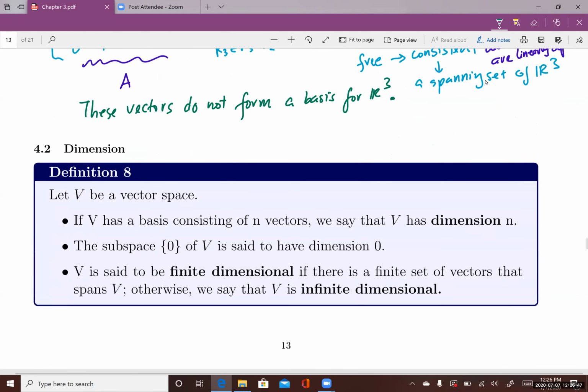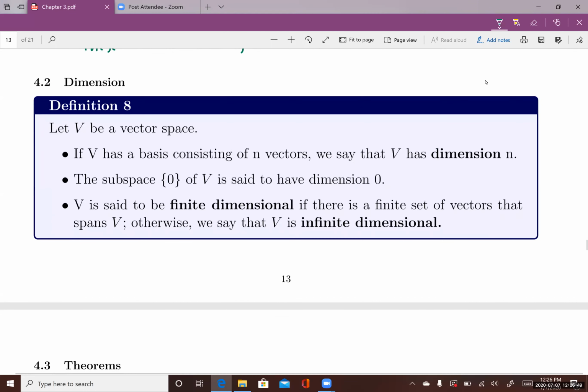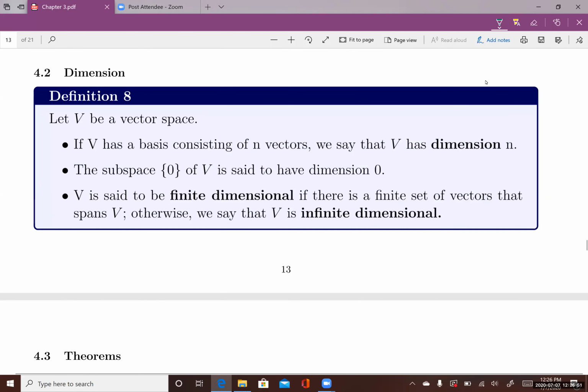Well, then the next concept is about the dimension of a vector space. So if V is a vector space and V has a basis consisting of n vectors, we say that V has dimension n. The dimension of V is n.